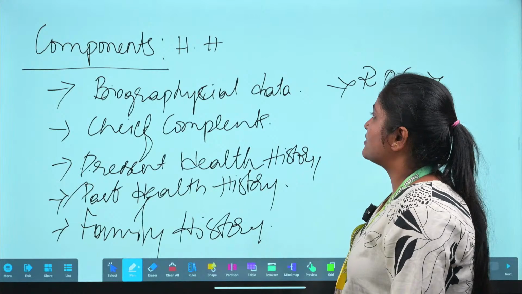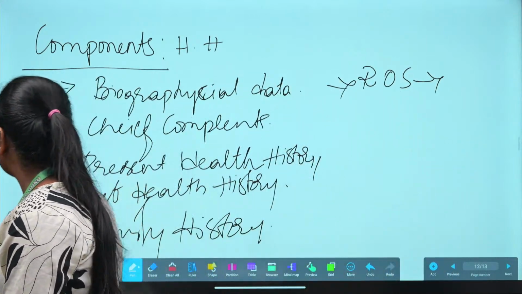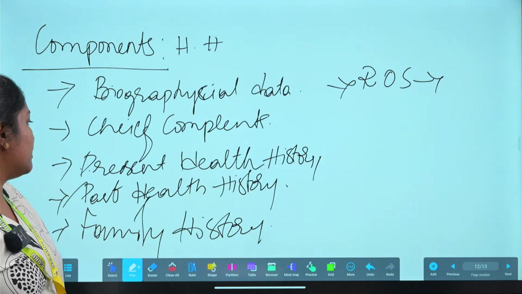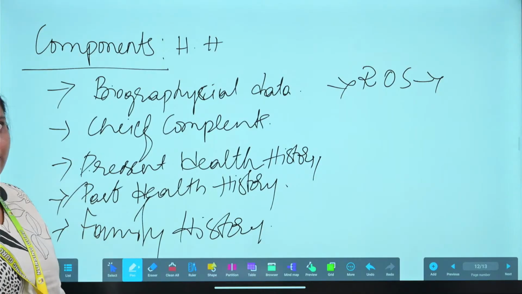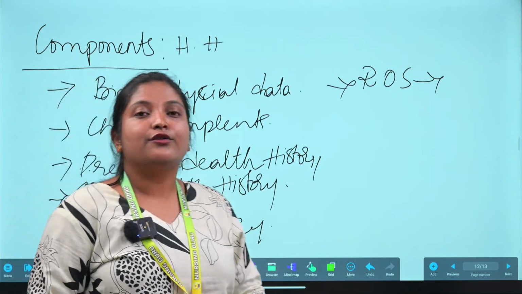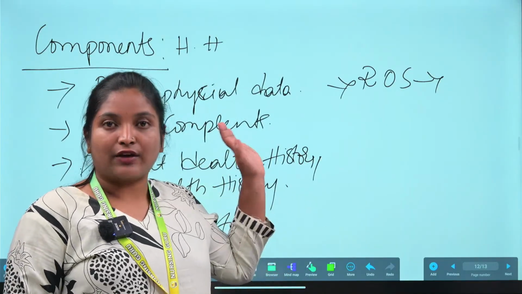Here you can see the components: biographical data we are going to collect, chief complaints we are going to collect, and present health history, past health history, and family history we are supposed to collect. These are the things we are supposed to know in the health assessment. Hope you guys have understood very well. This is one of the 5 marks questions.